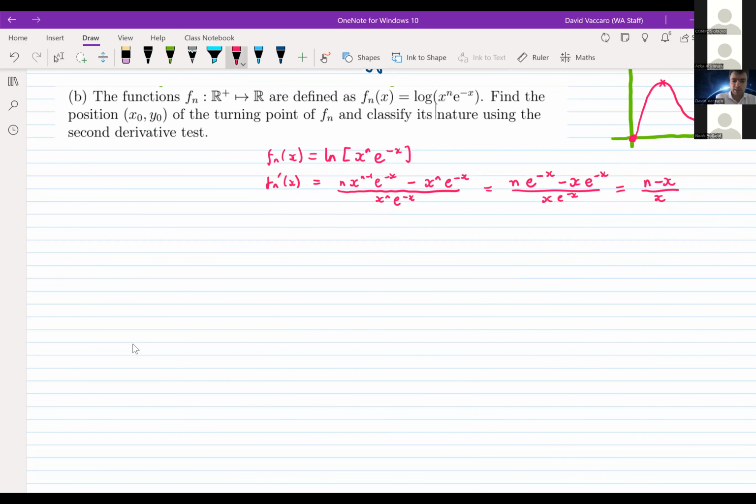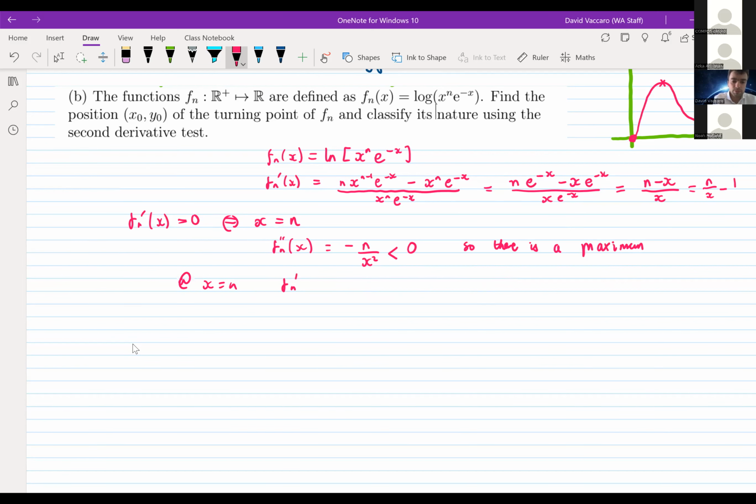So where is the turning point? fn dash x equals 0 if the numerator is 0, and that happens if x is equal to n. And then it says use the second derivative test. Well, I can write this in a slightly simpler way as n over x minus 1. So the second derivative is nice and straightforward. And so the second derivative is negative, which means that there is a maximum. So for example, at x equals n, the second derivative is negative 1 over n.